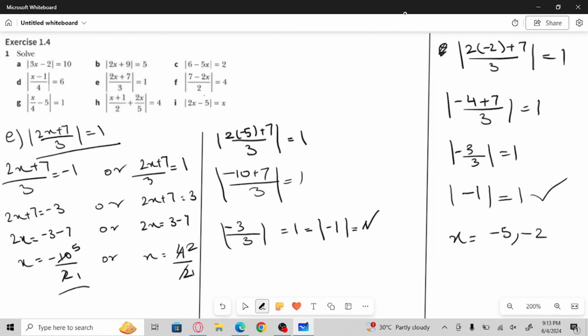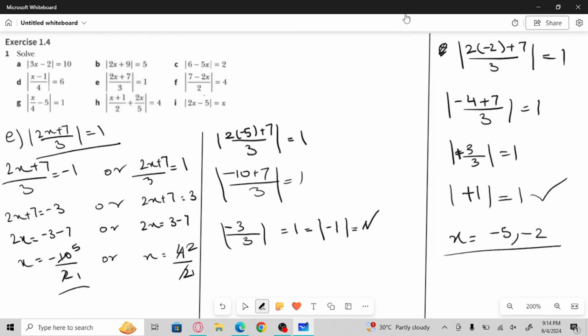Just check this out. I think I have made a mistake in this one. 2 times negative 4, plus 7, divided by 3. Oh yes, this is a positive 3 and this is a positive 1. So yeah, still the values are the same. x is equal to negative 5 and x is equal to negative 2.